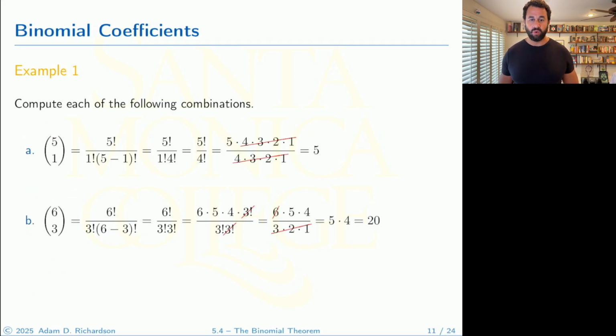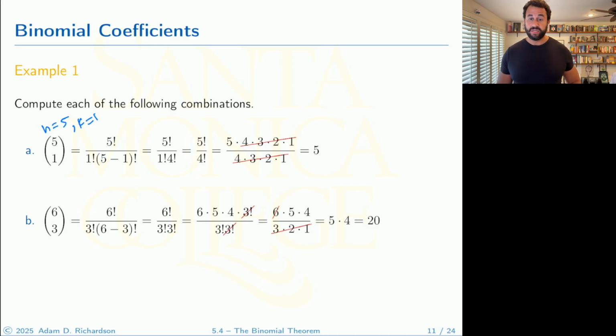So 5 choose 1. We're going to use that formula for the binomial coefficients with the factorial function involved. So we've got 5 factorial because here, again, n is equal to 5 and k is equal to 1. So we get 5 factorial over 1 factorial times 5 minus 1 factorial. 5 minus 1 is 4. Remember, 1 factorial is just equal to 1, so that's not going to do anything. And we're just left with 5 factorial over 4 factorial.